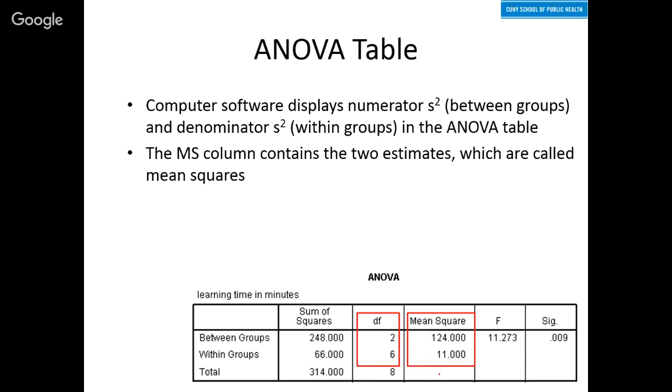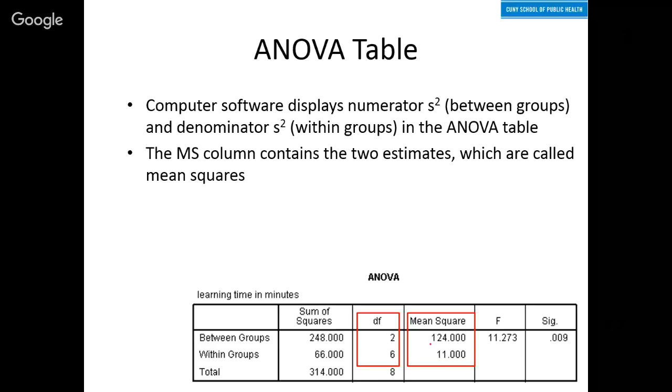Degrees of freedom for the numerator and the denominator, because that affects the F statistic. The mean sum of squares, just the sum of squares divided by the degrees of freedom, and then an F statistic that is a ratio of these two mean squares. So here, 124 divided by 11 should be 11.273. And then this significance, the p-value, would be the probability of observing an F statistic of 11.273 or greater, assuming that the null hypothesis is true, and this sample is coming from a sampling distribution of F statistics with 2 numerator degrees of freedom and 6 denominator degrees of freedom.